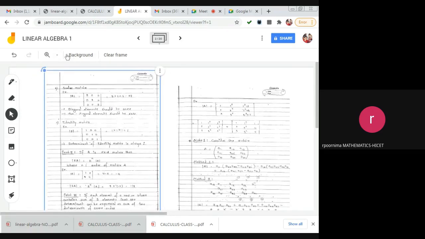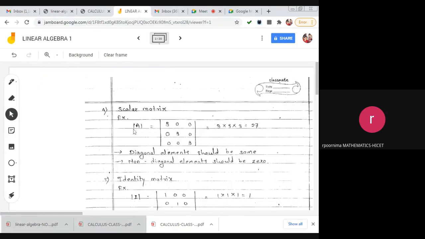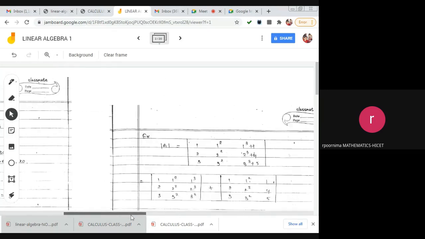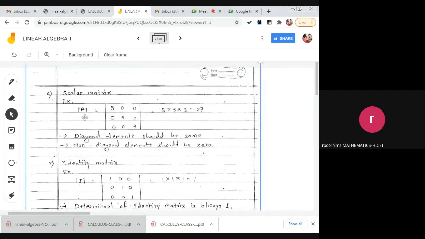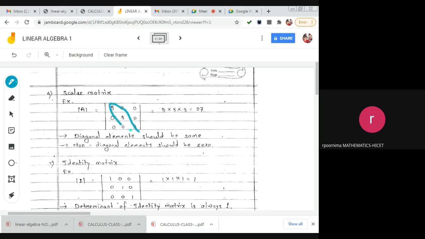The next one is the scalar matrix. So determinant A, that is 3, 0, 0. A scalar matrix is like a diagonal matrix, but the constants will be the same. The constants in the diagonal matrix remain the same. That is called your scalar matrix. Then you multiply only the diagonal elements, 3 into 3 into 3, and you get 27. So the diagonal elements should be the same, and the non-diagonal elements should be 0.